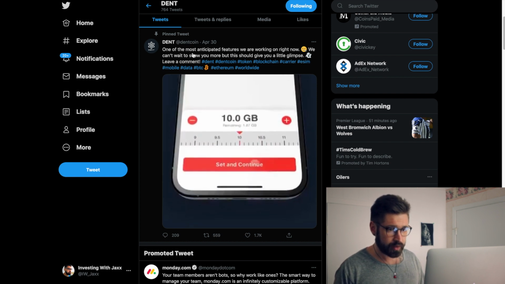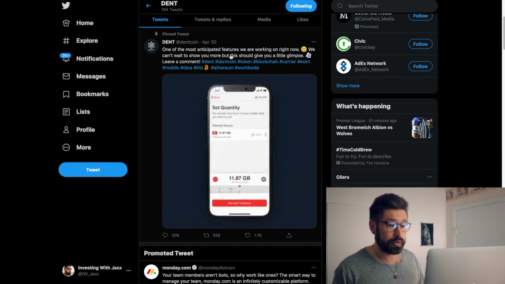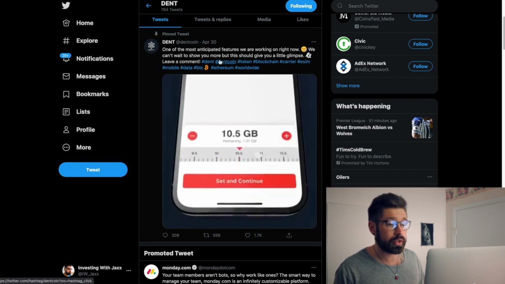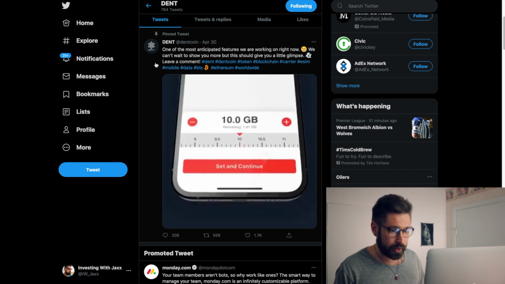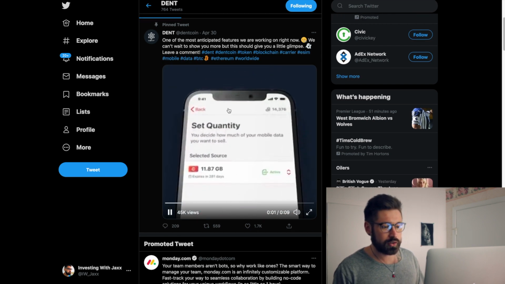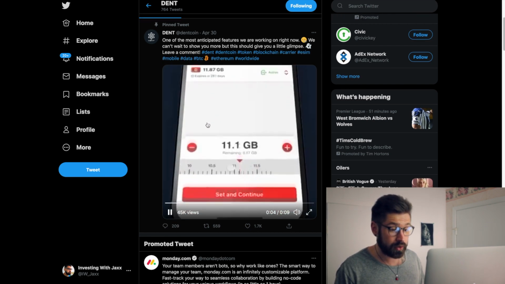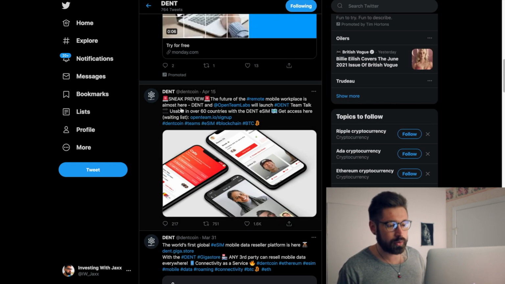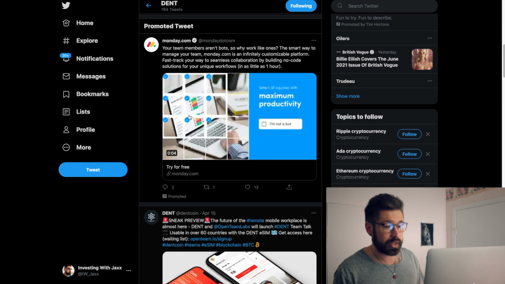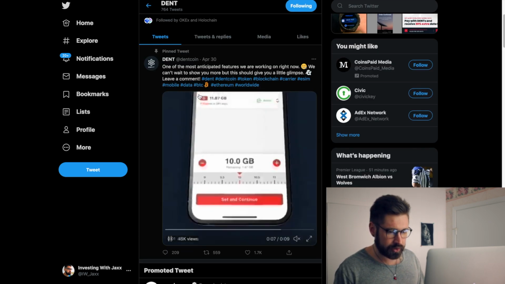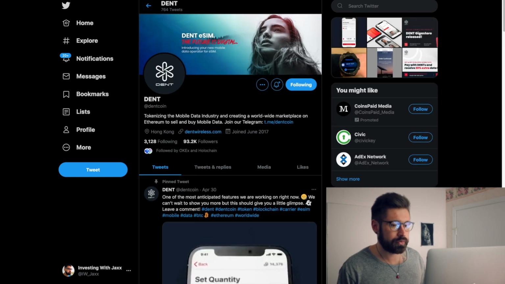So, exciting announcement on April 30th. "One of the most anticipated features we are working on right now. We can't wait to show you more, but this should give you a little glimpse. Leave a comment." This is pretty exciting, guys. Be looking forward to when this comes out for Dent. It's good that they're releasing some news because we haven't had news since April 15th. So it's good to see a little bit of news here coming from Dent.